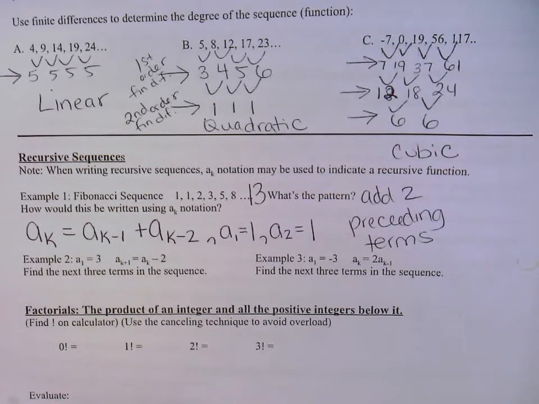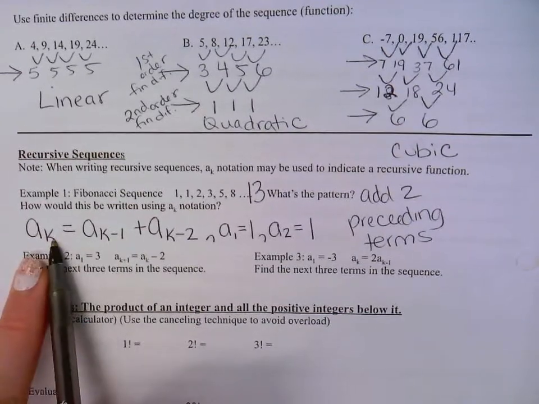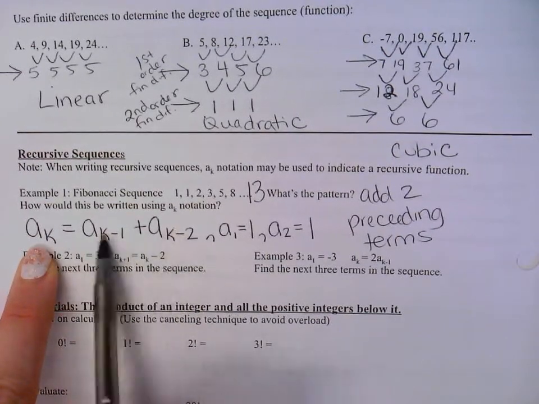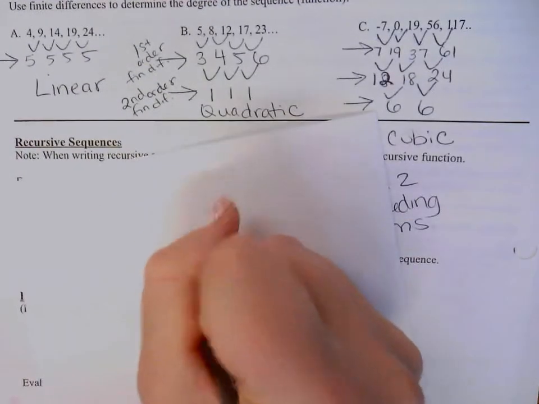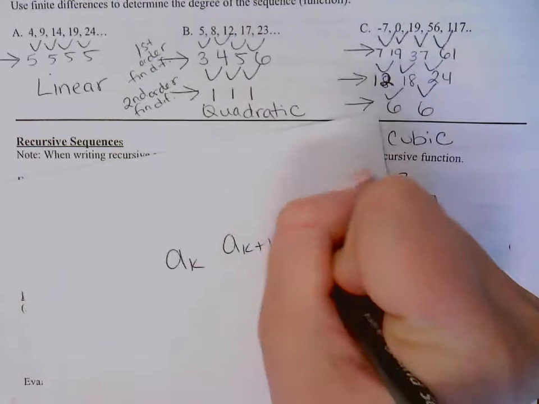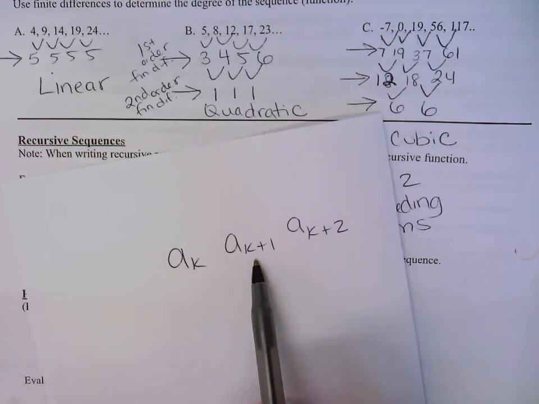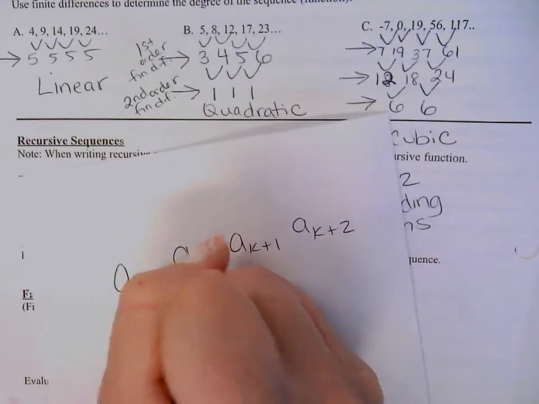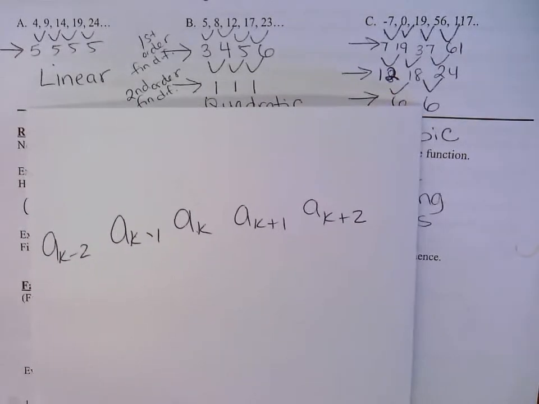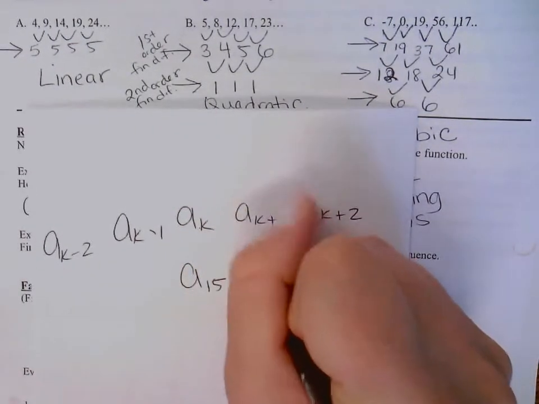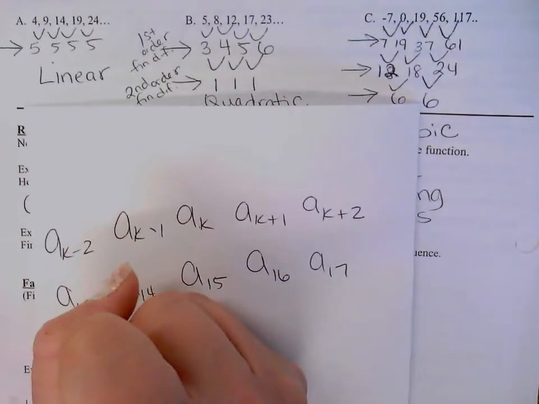You don't know that you're on term 8 or you're on term 11, but if you were on term 8, you would take term 6 and add term 7. So you don't actually plug numbers into the k's. A sub k just represents relative order. So a sub k would come before a sub k plus 1. A sub k minus 1 would come before that. A sub k minus 2 would come before that. So if you were at a sub 15, this would be a sub 16, a sub 17, a sub 14, and a sub 13 would come before it.